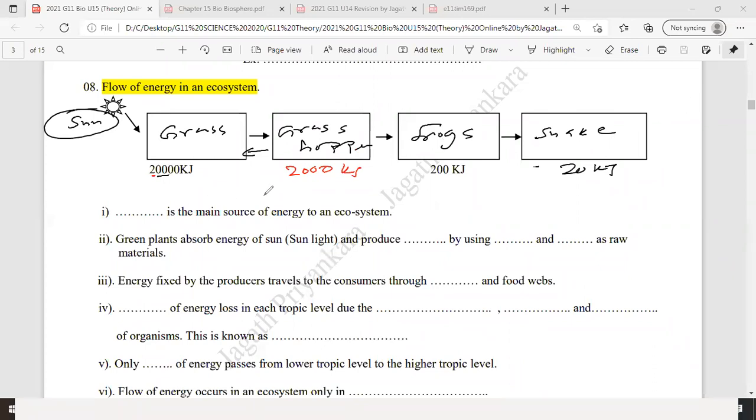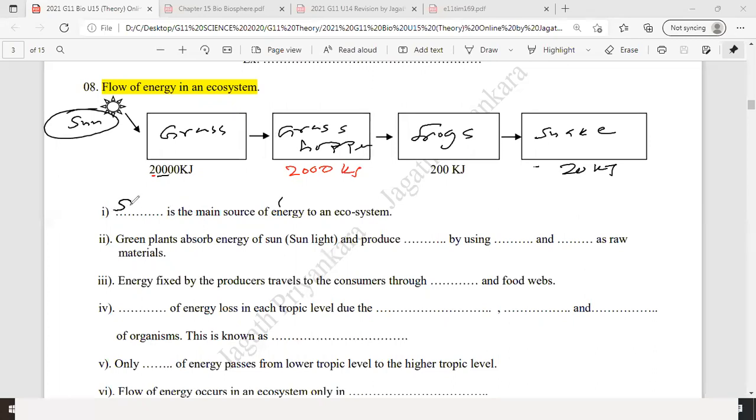So what has happened now? Energy decreases. And energy is unidirectional; it will not be reversed. Why? Otherwise, grasses should be able to eat the grasshoppers. Can grasses eat grasshoppers? If grasses can eat grasshoppers, then you can put the arrow backward. Right? Can frog eat the snakes? Can't. Otherwise, you can put the arrow backwards. Is that clear? So therefore, flow of energy is always what? Unidirectional. Flow of energy is always unidirectional.